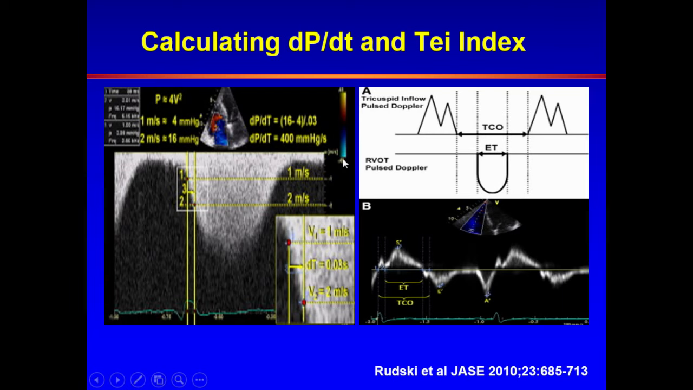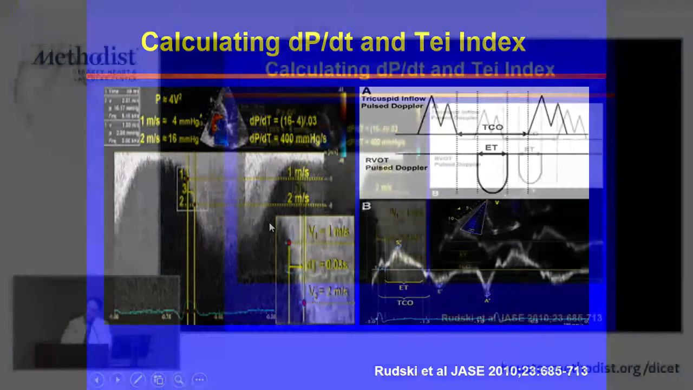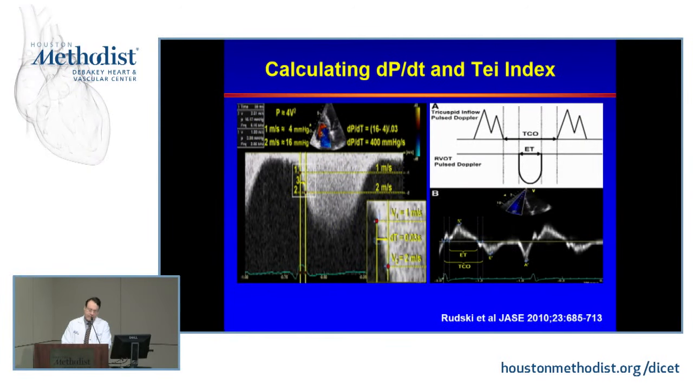Probably not worth doing in day-to-day. Again, I would say use it more qualitatively as opposed to quantitatively doing these measurements. You fix the dP, so you're looking at two velocities, with 1 meter per second corresponding to 4 millimeters mercury and 2 meters per second corresponding to 16 millimeters mercury. So now you have your numerator fixed, and all you have to do is figure the time interval between these two points. This can be challenging, and you obviously want faster sweep speeds, not slower sweep speeds, when you do these measurements.